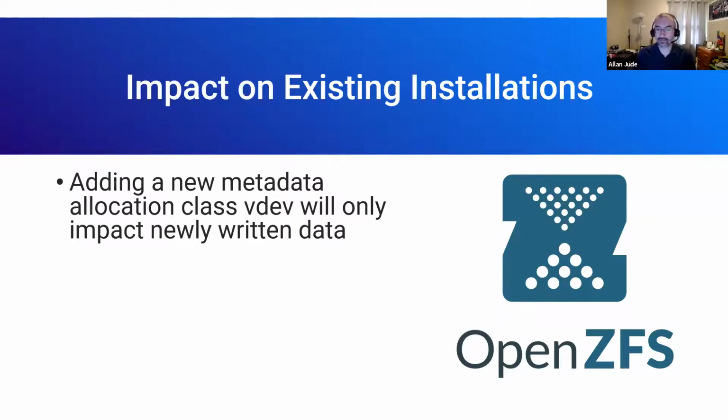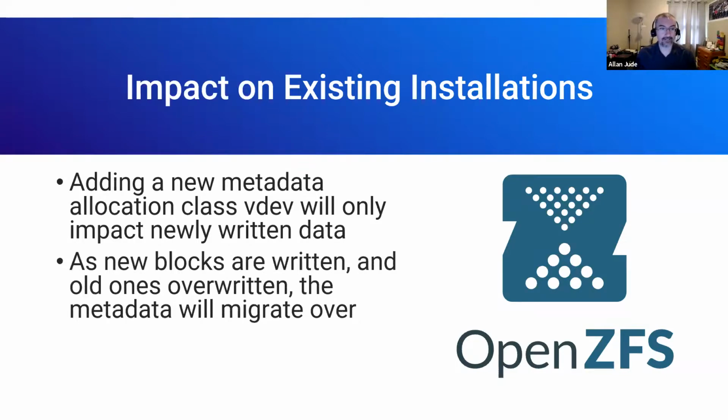So basically, after you add the vdev, any metadata written after that point will start being written to the metadata vdev, but any older files that haven't been modified will continue to have their metadata living where it was written originally. But as you write new stuff and as you overwrite existing files or modify existing files, then that metadata, the new versions, will be written to the new metadata vdev.